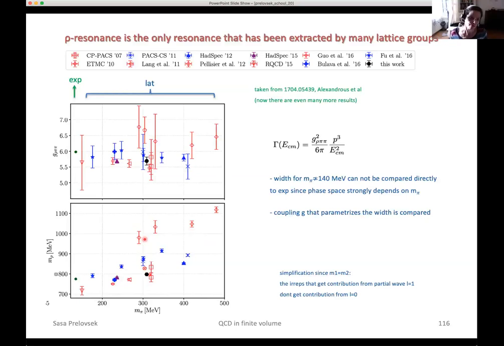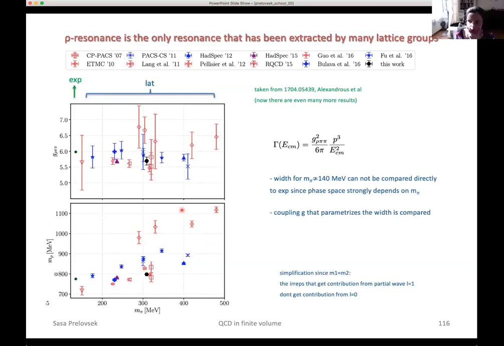Ideally, this would agree. But the agreement is not so bad, it's 100 MeV. It's not so huge, I would still say. This one is off, and I don't know what is going on with this one. I don't want to comment.